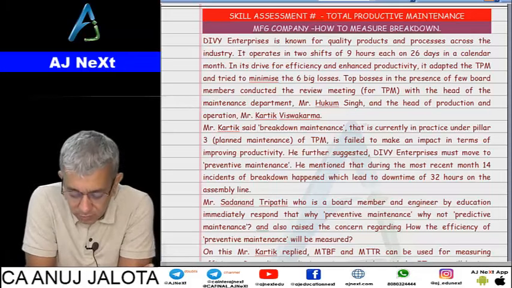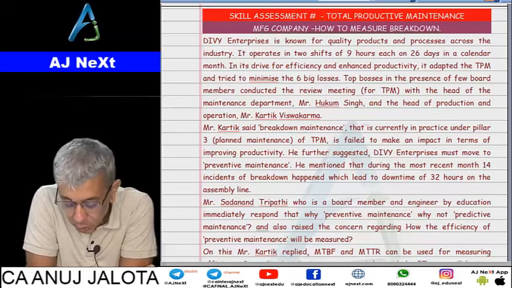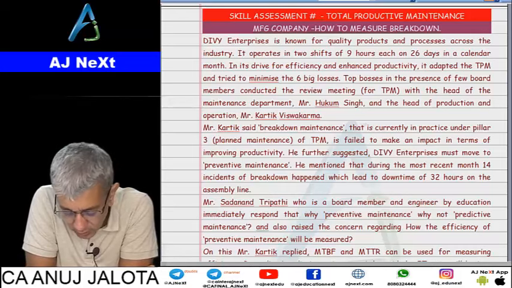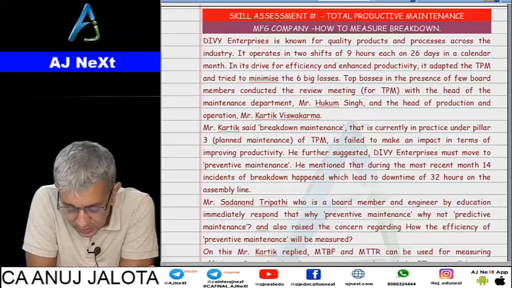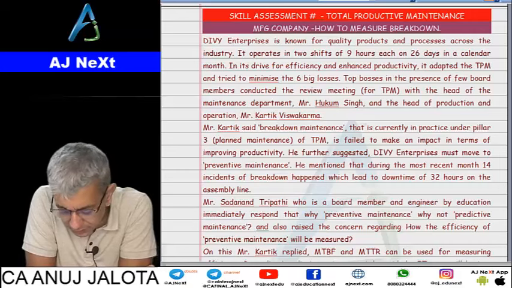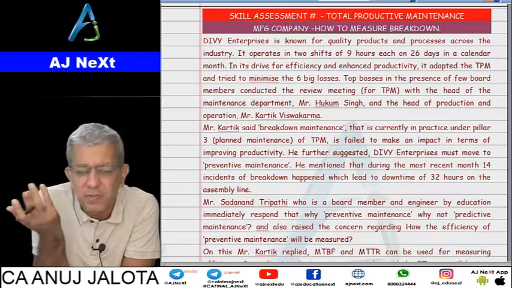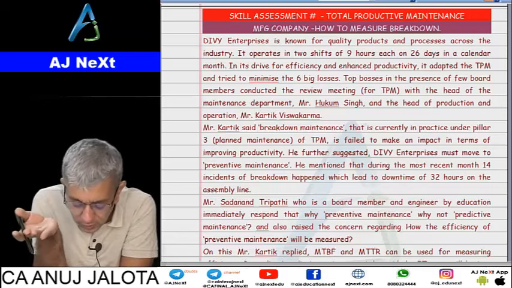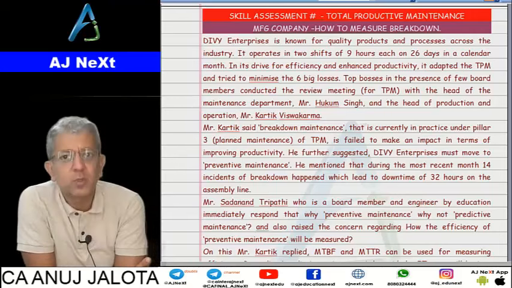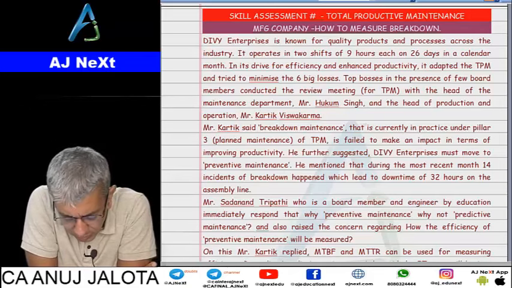The top boss, in the presence of a few board members, conducted a review meeting with the head of the maintenance department, Mr. Hukum Singh, and the head of the production operation, Mr. Karthik Vishwakarma. Mr. Karthik said breakdown maintenance, that is currently in practice under pillar 3, that is planned maintenance of TPM, has failed to make an impact in terms of improving productivity. There are a few pillars of TPM that you can find out if you want, but not much of use to us. But one of those pillars is planned maintenance. Planned maintenance also means preventive maintenance.